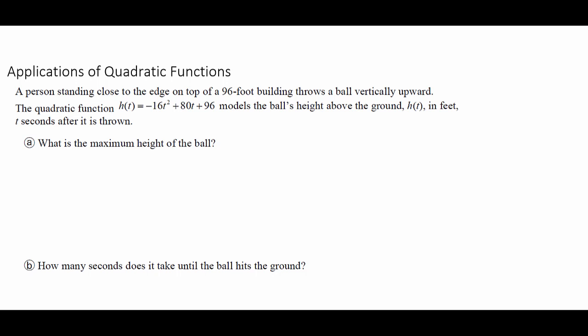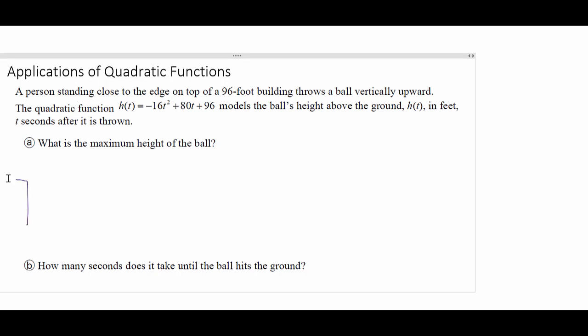So here's what's happening if we draw a little sketch. You've got a 96-foot building. Okay, so let's say this is the building and it's 96 feet high, right? The person throws the ball and it goes up and then goes back down. Here's the ground. And this ball is going to travel in the shape of a parabola. So let's look at that height function. The height says h of t is equal to negative 16t squared plus 80t plus 96.